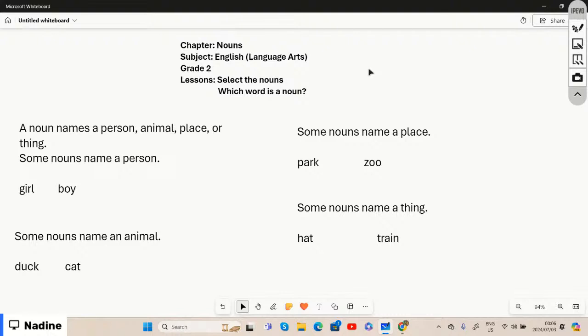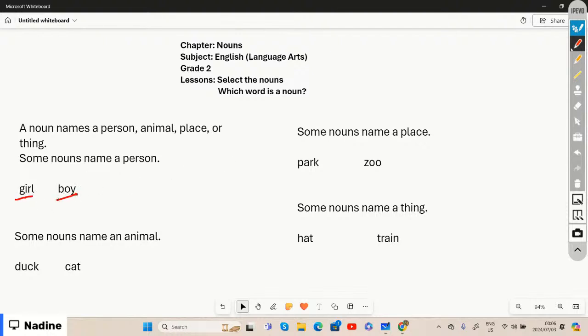So nouns that names a person. An example of nouns or some of the nouns that names a person, it's words like, for example, girl or boy, right? Those are but a few nouns that names a person.